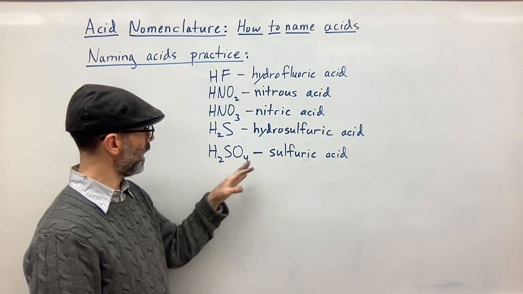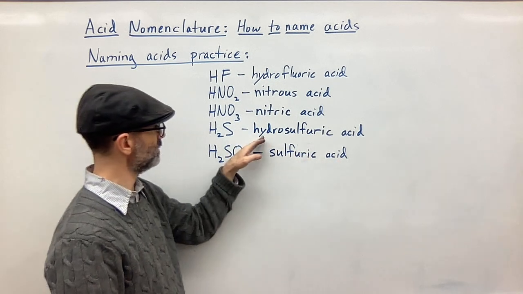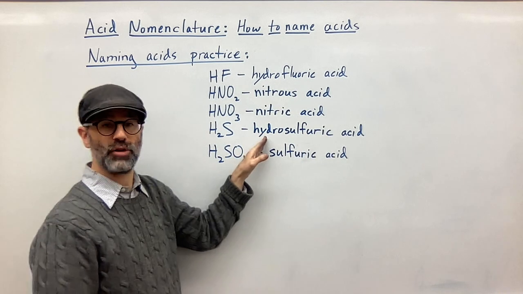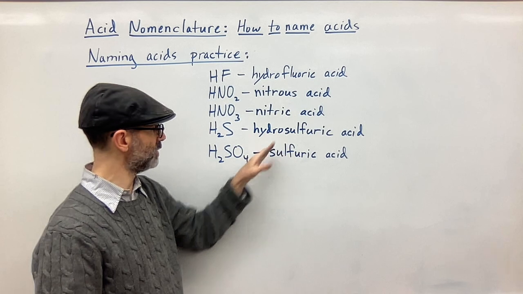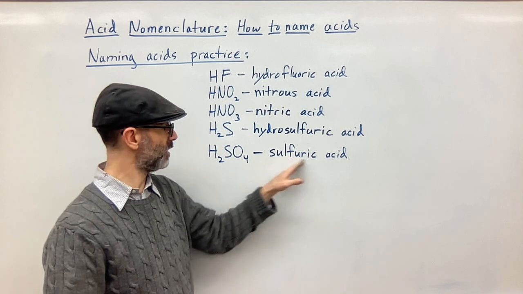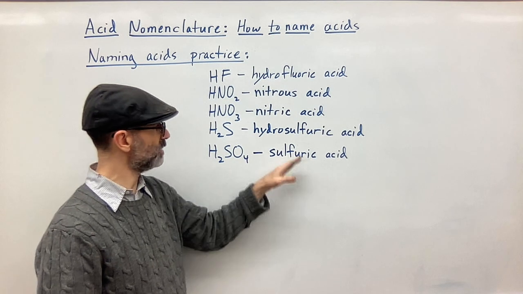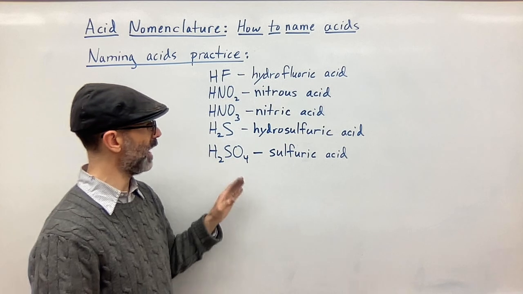Now, I want to point out, look, these are similar. This is sulfuric acid. This is hydrosulfuric acid. So the fact that this has hydro means that this is a binary acid. This does not have hydro, so it's an oxy acid. So don't confuse these names. They look similar, but they refer to different acids.